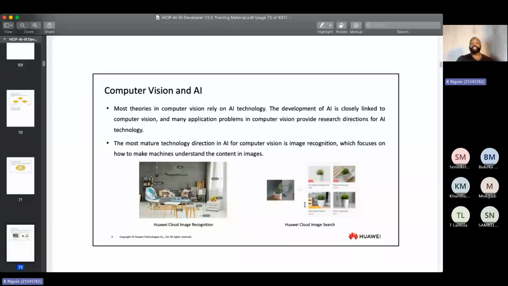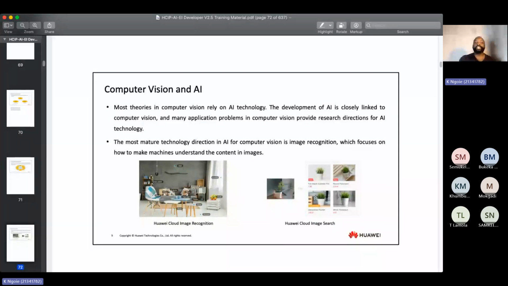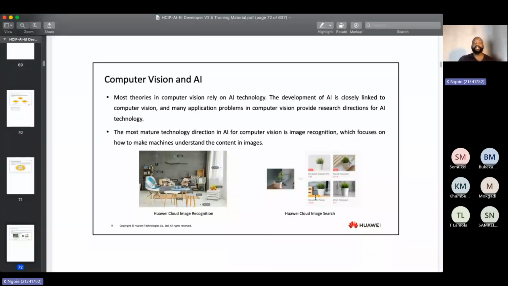You understand? I think when we were doing the AI class, we did an example of this where we have an image and then we use a model that will be able to detect objects in the image. All right.